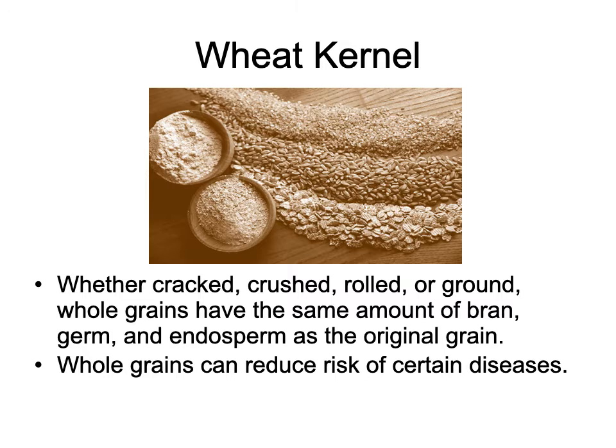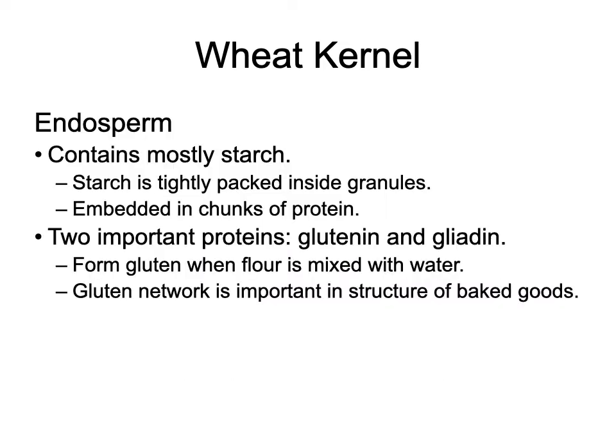These grains are processed in many different forms. They can be cracked, crushed, rolled, ground. Whole grains have the same amount of bran and germ and endosperm as the original grain. Whole grains can reduce the risk of certain diseases. It's been shown that the insoluble fiber in grains can really help with our digestion and help reduce the chance of colon cancer and so forth. But we mostly use these different types of grinds to create different textured products and different flavor profiles.